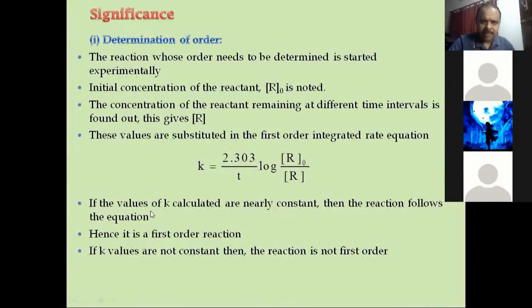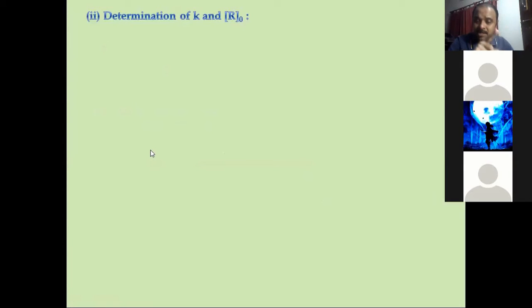So that is one significance: we can find out the order of a reaction by calculating the K value for the reaction at different time intervals. Next, determination of rate constant and R naught again.